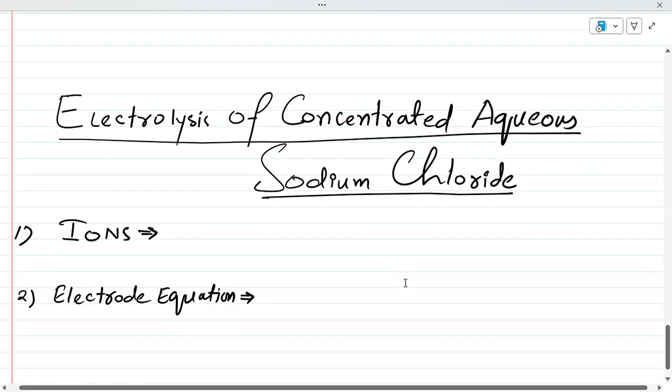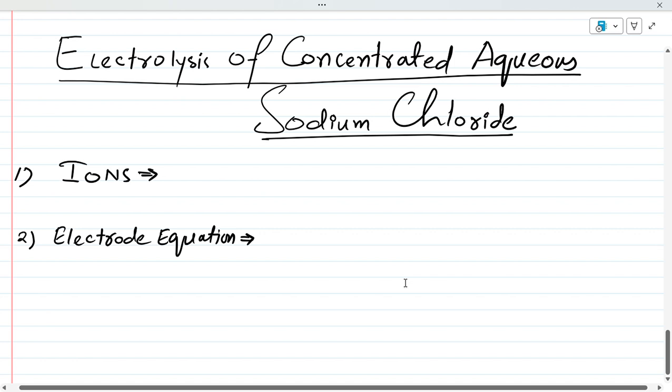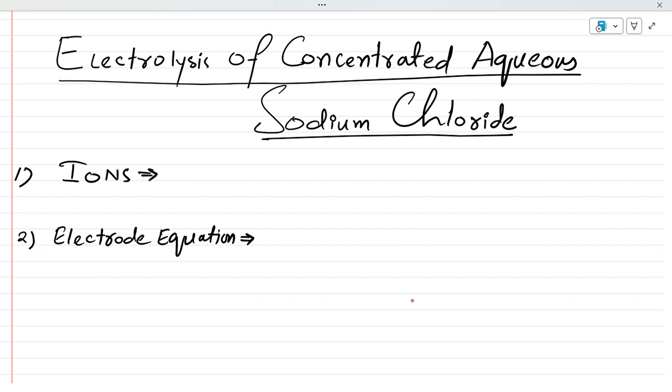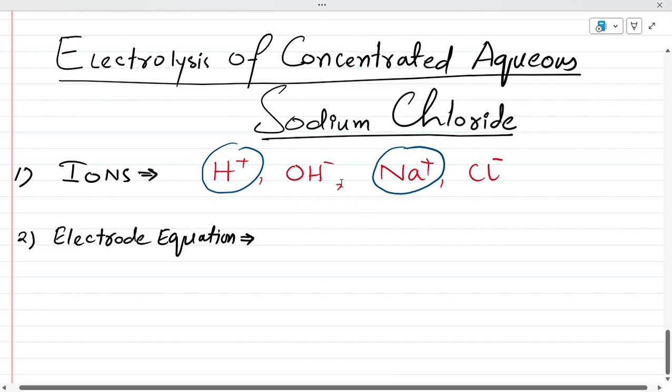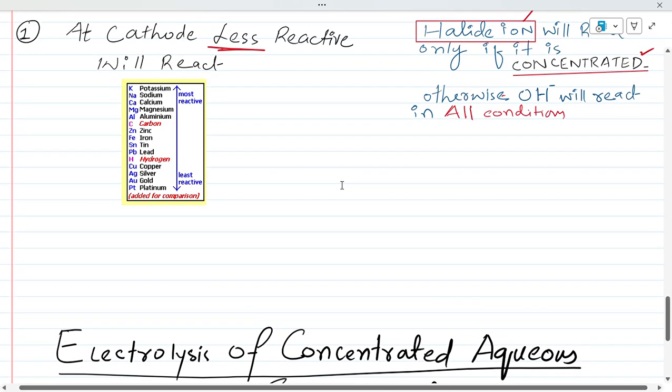Let's now discuss the example. Electrolysis of concentrated aqueous sodium chloride. So it's an ionic compound in the aqueous form. So the ions will be H+, OH- and Na+, Cl-. Now in this example, we can clearly see there are two positive ions, H+ ion and Na+ ion. Now the concept is that the less reactive shall react at the negative electrode, the cathode. So let's now compare their reactivity.